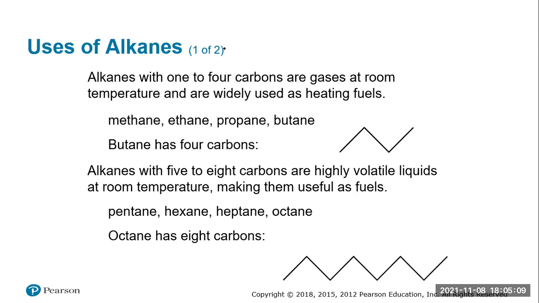Butane has 4 carbons. Alkanes with 5 to 8 carbons are highly volatile liquids at room temperature, making them useful in fuels. Volatile means that it goes into the gas phase pretty easily. Like open it up and pop, it's going to go basically into the gas phase. Octane, like your gas, has 8 carbons.